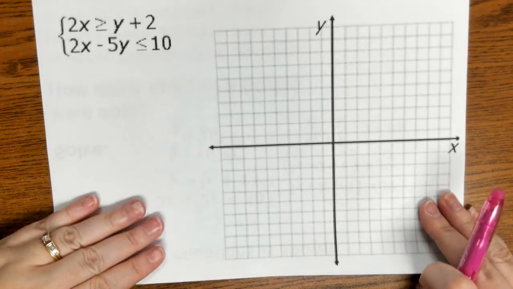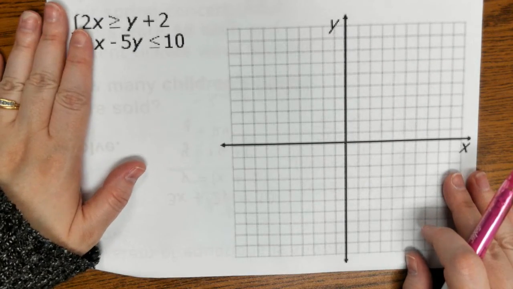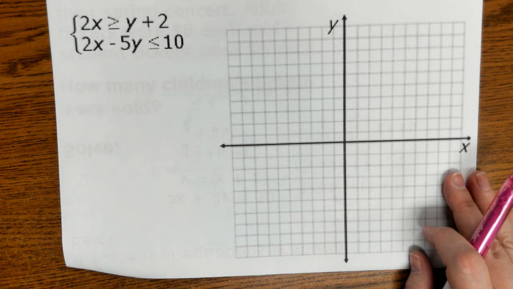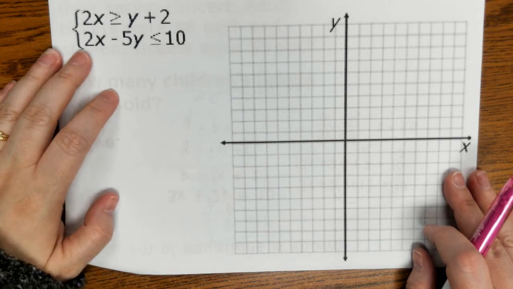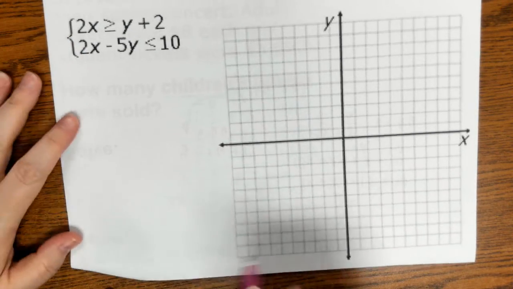This one says graph the solution set to the following system. This is like what we've been doing this week. Okay? So remember, when graphing, you have to have the y alone. Neither one of these do. So we have to rearrange them.